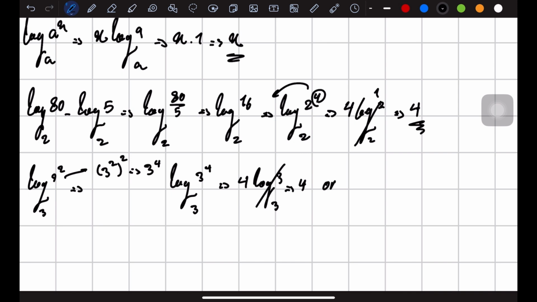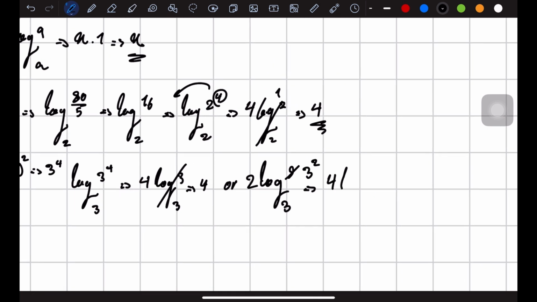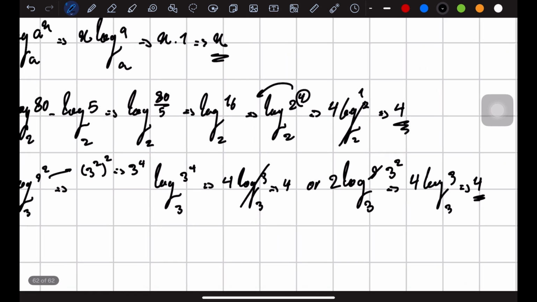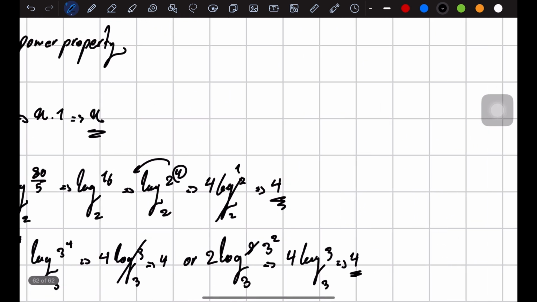Or we can show it like this. We can say the 9 has a power of 2. So the 2 goes in front of the logarithm, so this one will be 2 log base 3 of 9. And then we again do it. 9 is 3 with the power of 2, the 2 goes out, and this one will be 4 log base 3 of 3. So this one is 4. It doesn't matter which way you do it. You just have to decide which one is easier for you.